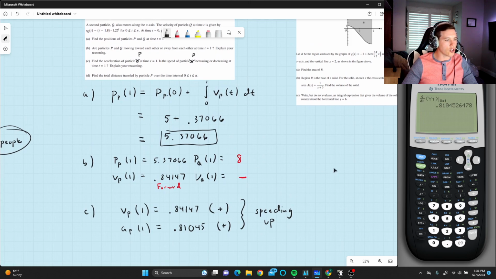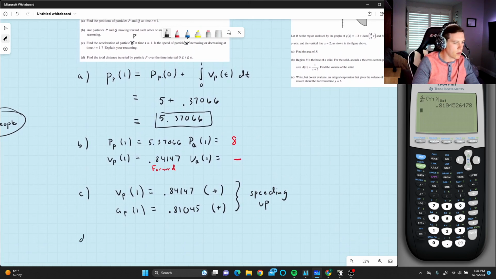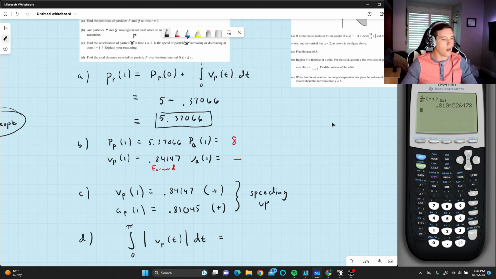And then find the total distance traveled. This is just a good reminder. I'm not going to type this one in. To find total distance, you accumulate from 0 to pi. Absolute value goes inside of the integral. Plug it in, get your answer, and that's it.